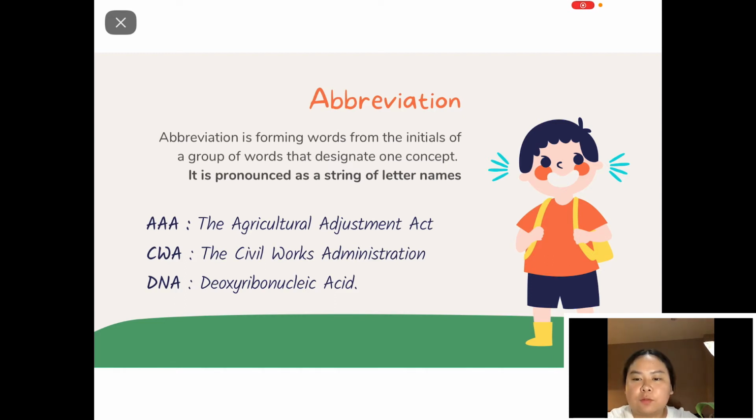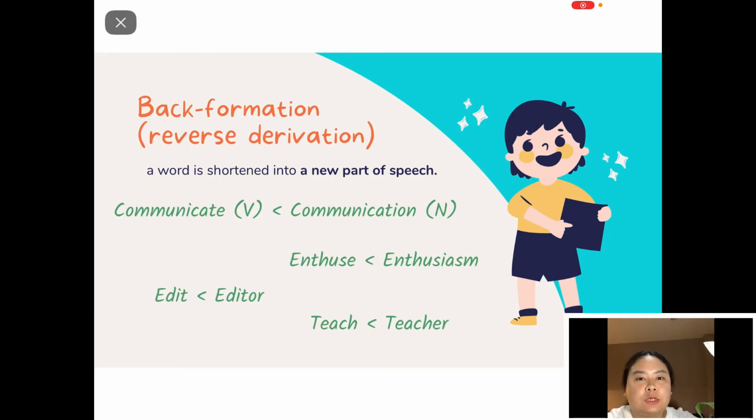Let's see the examples. The first one, AAA, is from the phrase Agricultural Adjustment Act. Second, CWA, from the Civil Works Administration. And the last one, DNA, is a shortening of deoxyribonucleic acid. For the next presentation, I will give it to Ken to explain back formation and reduplication.